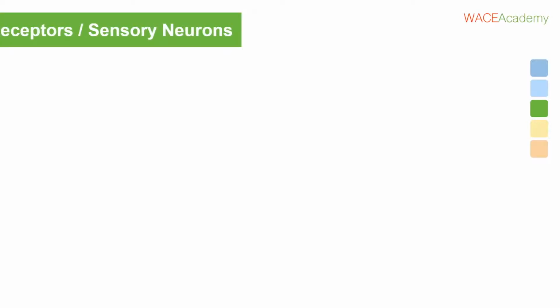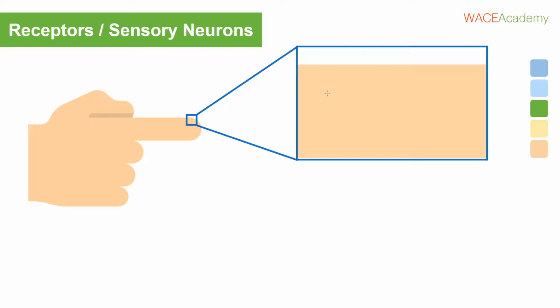Let's go through the cell types involved in the reflex arc. First up are the receptors, which are little bits at the end of the nerves called sensory nerves. Receptors can look different depending on what they are designed to react to. For example, if you were to put your finger into a flame, a thermoreceptor would be the first one to notice.